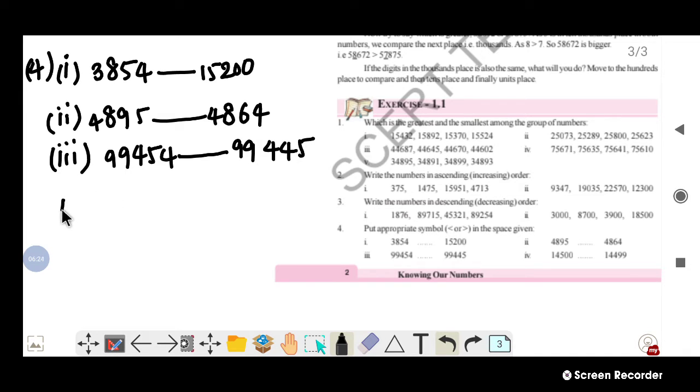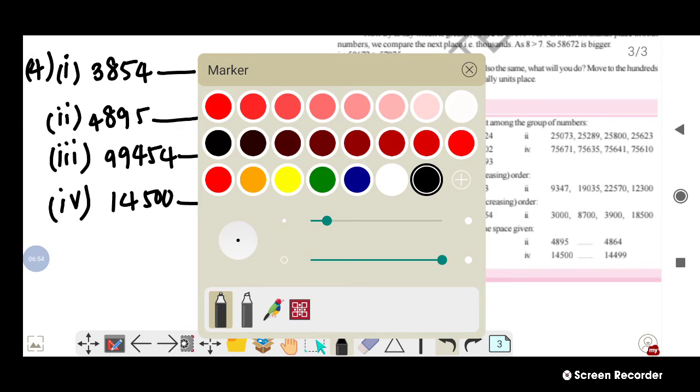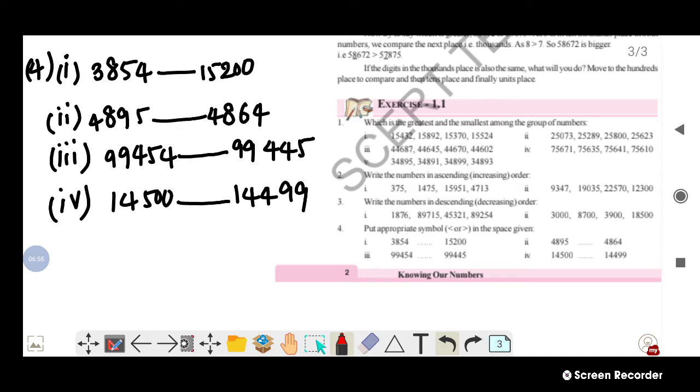And fourth question now. Fourth question is 14500, dash, 14499. In these questions now I'm going to explain, so I'll select the color of the pen. This red color I want to choose.